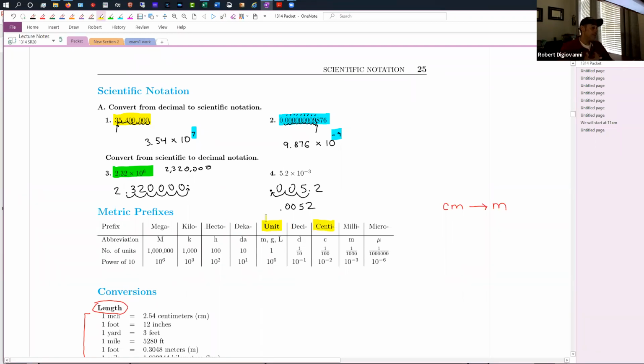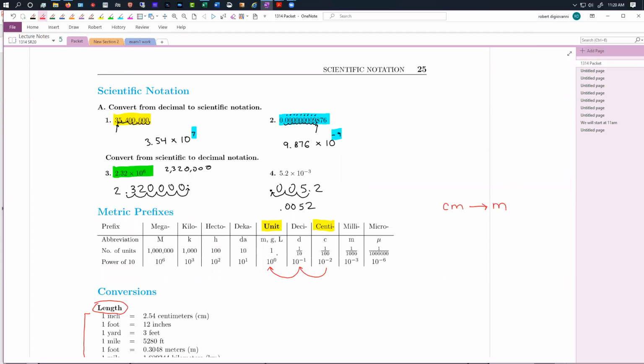So one way this is taught, and there's no problem with this, is that when you look at the chart, if you want to go from centimeters to meters, all you have to do is count how many spaces you moved over on the chart. So how many spaces did we move over to go from centimeters to meters? Well, we jumped 2 spaces, right?